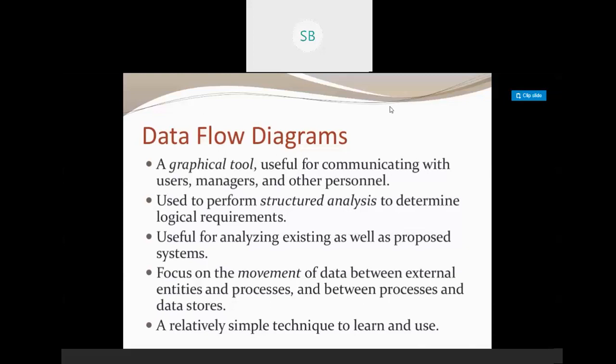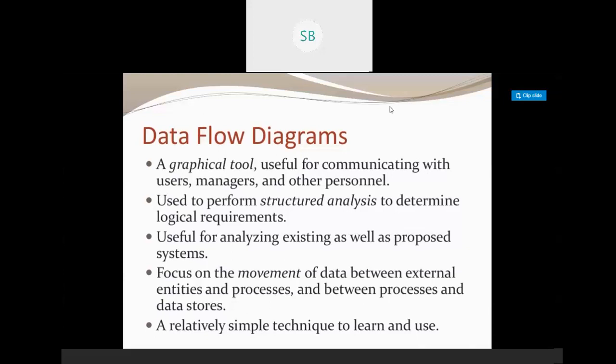Some people even go for the ER diagram. Whenever there is an ER diagram, we can go for the data flow diagram, because it will show the flow of data between processes. It is used to perform structured analysis to determine logical requirements. Why do we go for finding the structural analysis of the system?